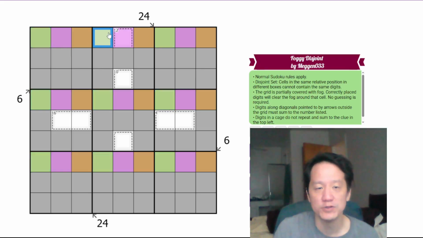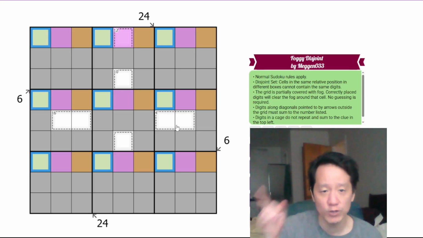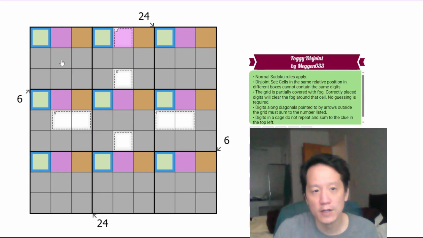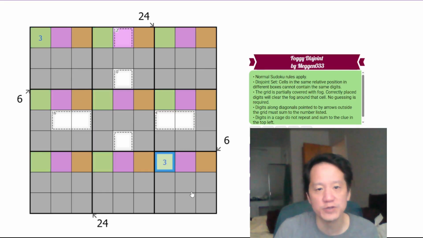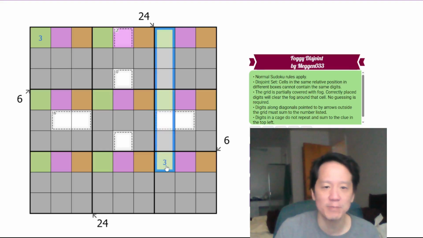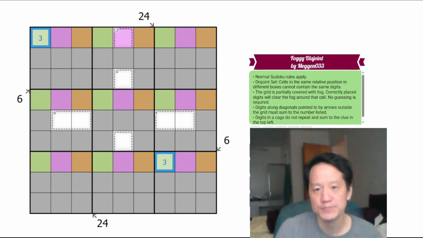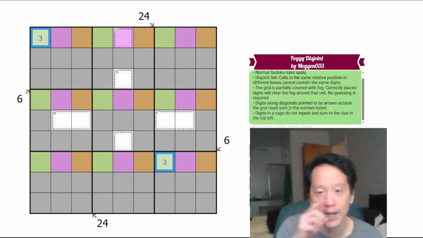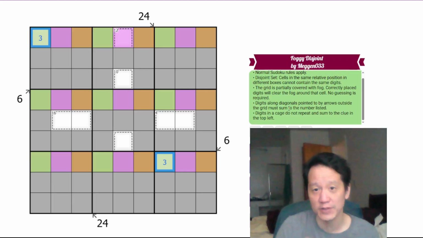So for example, this green set cannot have repeats in them. So you cannot have, for example, this being a 3 and this being a 3, because while that's allowed by normal Sudoku rules, it's not allowed by the disjoint set rule. And this is how disjoint sets work. This is the reason why I actually chose this puzzle, because I think it's important to understand this rule set.